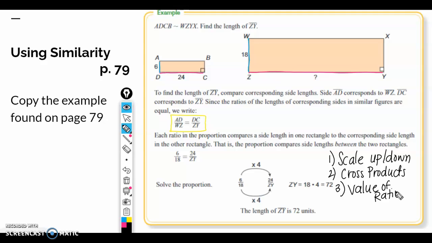In the example, they used the method of scaling up. So 6 times 4 gave us 24. Therefore, we multiplied 18 times 4 to get the length of DY as being 72 units.